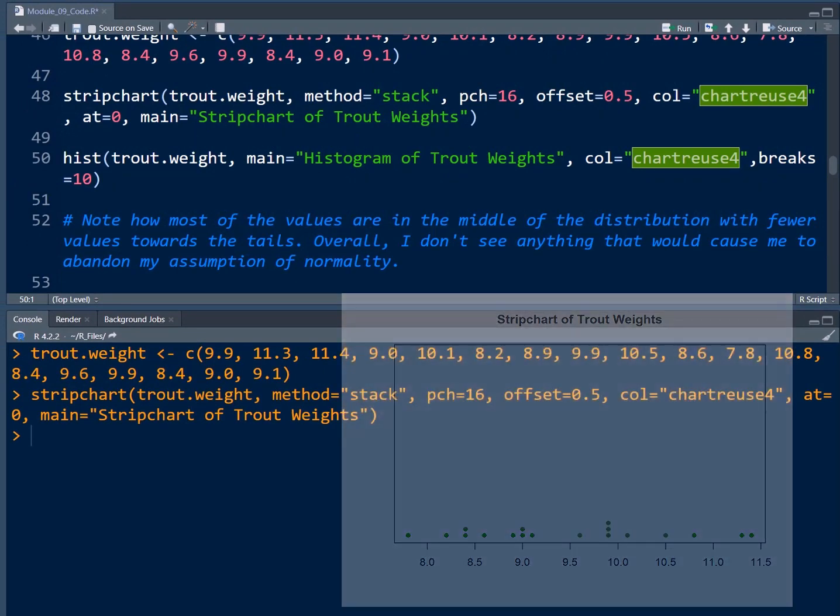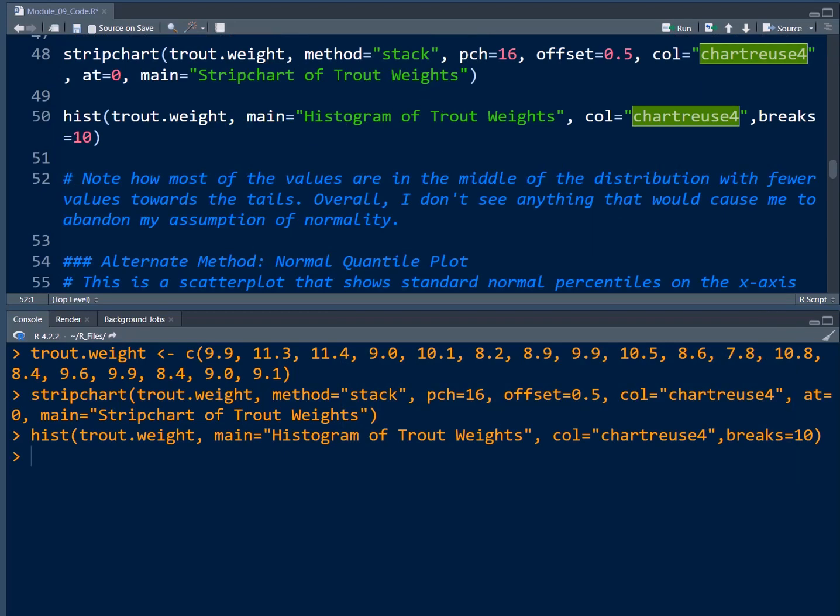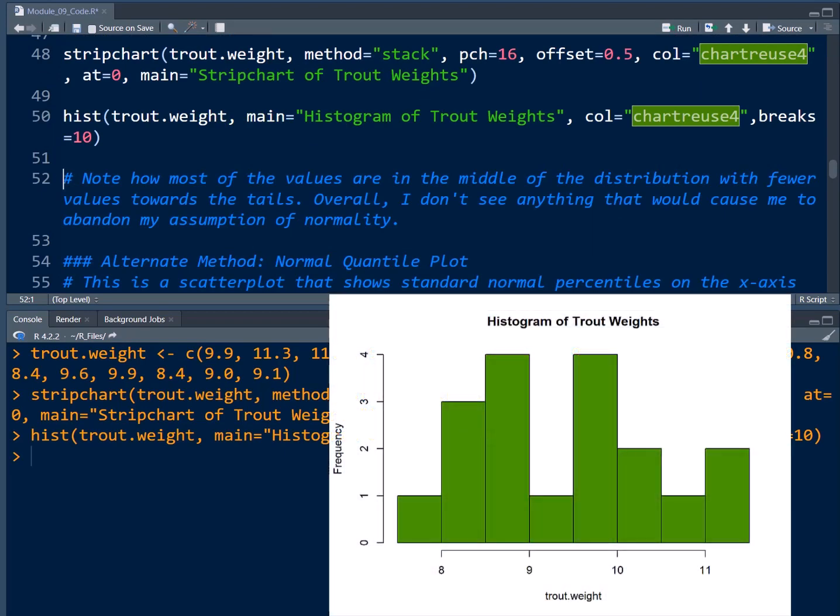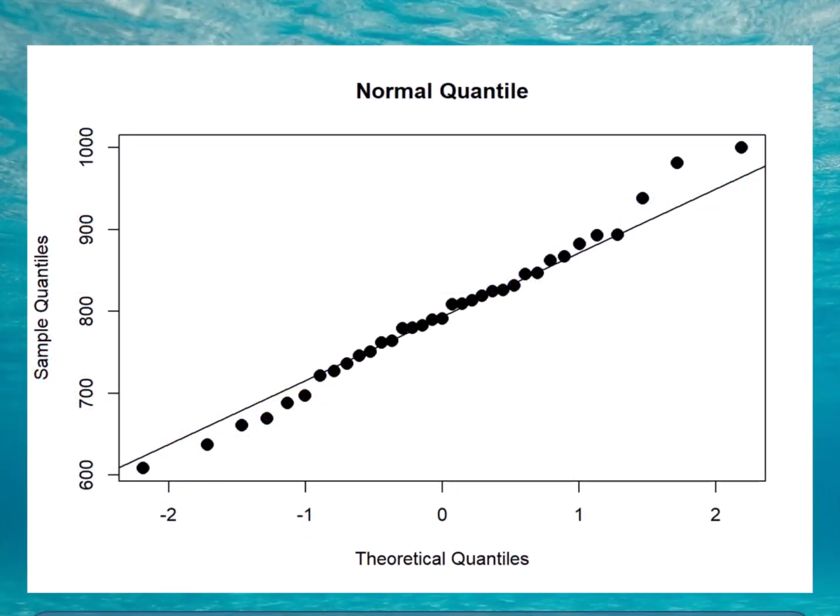Let's also construct a histogram just to get a different take on the sample. Well, the histogram doesn't exactly look normal, but remember, the sample is only a small slice of the population. I mean, here there are only 18 values, and the majority of them still fall within the middle of the histogram. So again, I'm not seeing anything here that makes me think that this sample might not be coming from a normal population. An alternate method for identifying normality is a normal quantile plot.